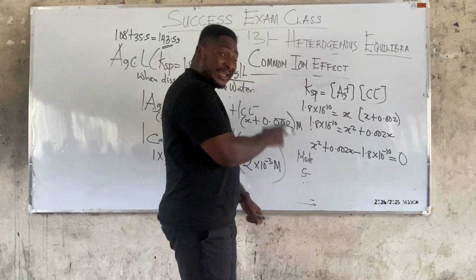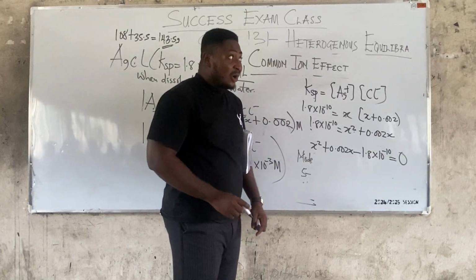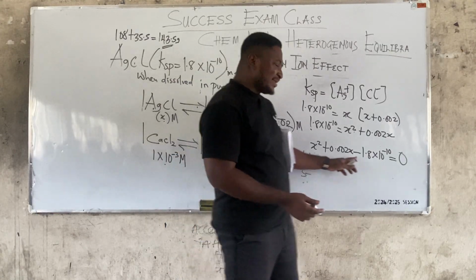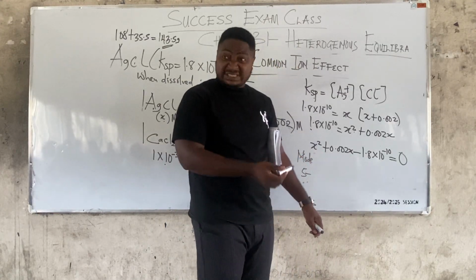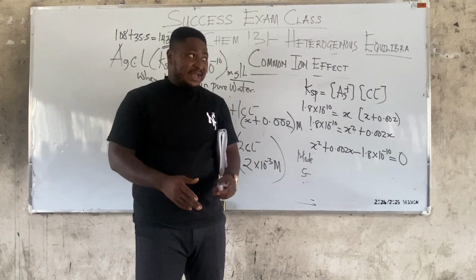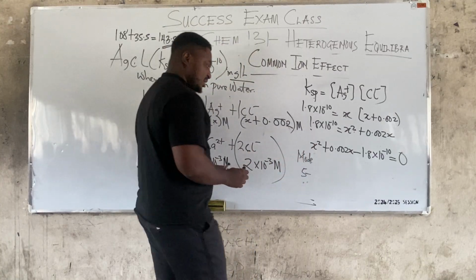Without this shortcut, you cannot get this in the exam. I'm sure you cannot get this with normal solving unless you use the almighty formula, but you still take time. With this high decimal, the almighty formula, minus b plus or minus, will still deal with it, but you will waste time. The best thing is still to use the shortcut.